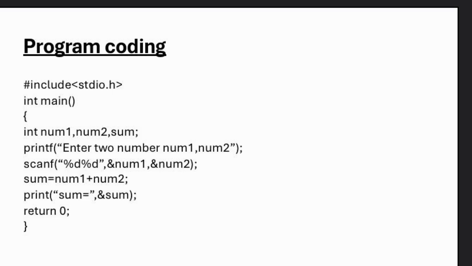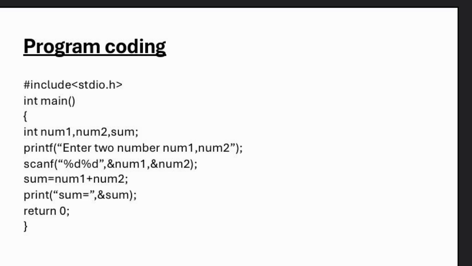In C, we have many libraries, but this is a basic program. We are including standard input and output dot h. This is one of the libraries of C. We are discussing only one library. In further videos, we will discuss more libraries in C.